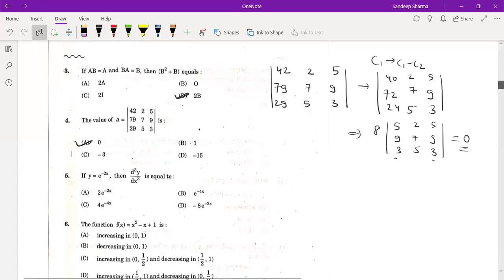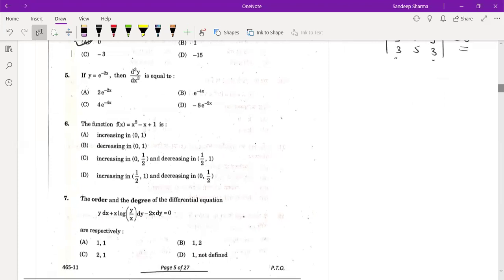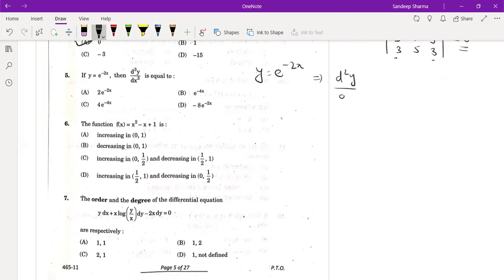Let us move to the next question, that is question 5. What we have is y is equal to e to the power minus 2x, and we need to find the third derivative, d cube y by dx cube. The third derivative will be minus 2 into minus 2 into minus 2, 3 times, into e to the power minus 2x. So that will be minus 8 e to the power minus 2x. Option D will be correct.